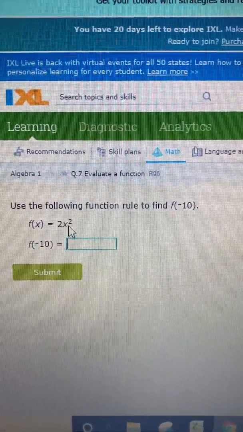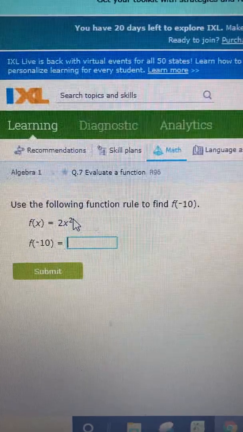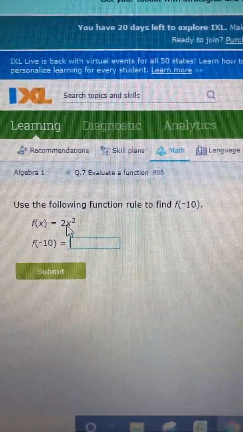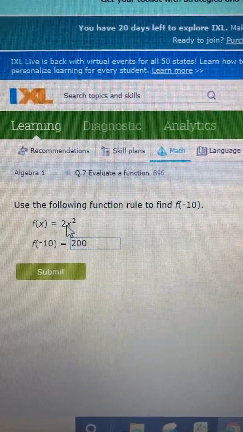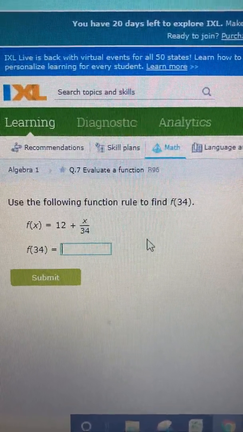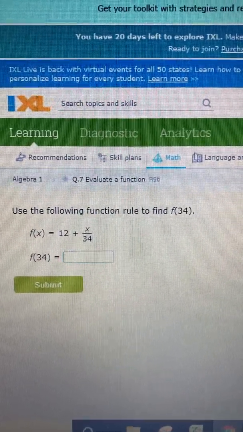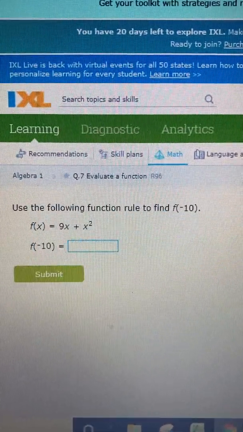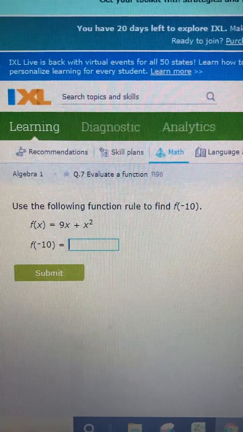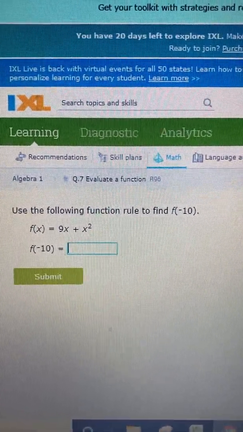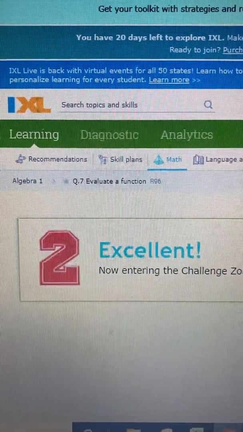Okay, so we have negative 10 squared. So negative 10 times negative 10 would be 100. 100 times 2 would be 200. Again, make sure you're following your order of operations. I'm going to skip to hopefully a little harder one here. So we had one like this. Again, you would do exponents, then multiplication, then addition.